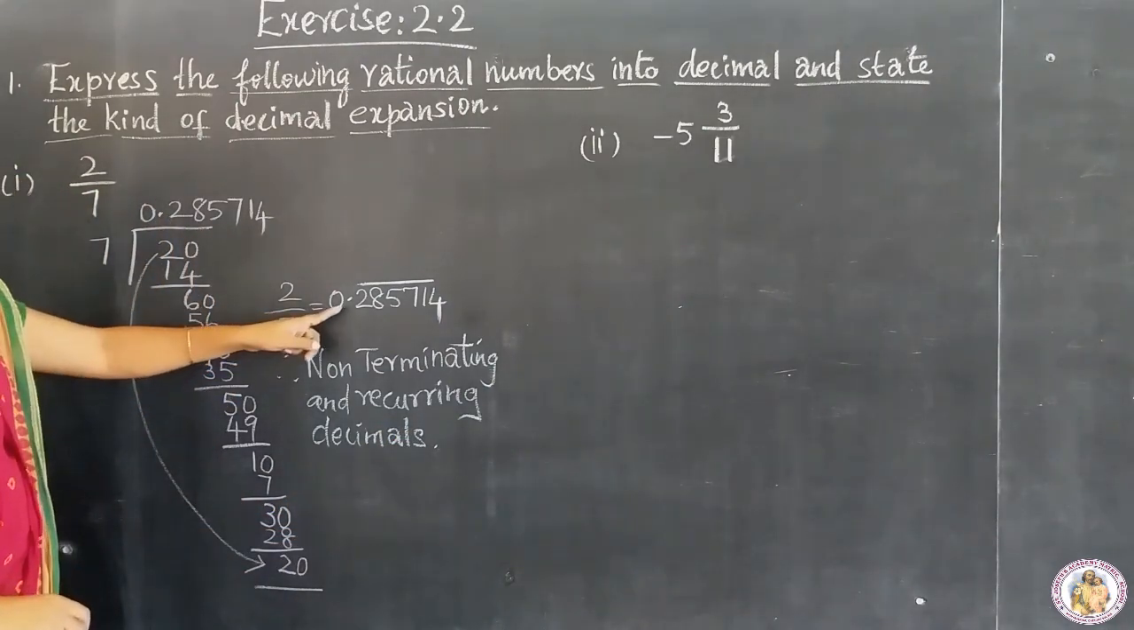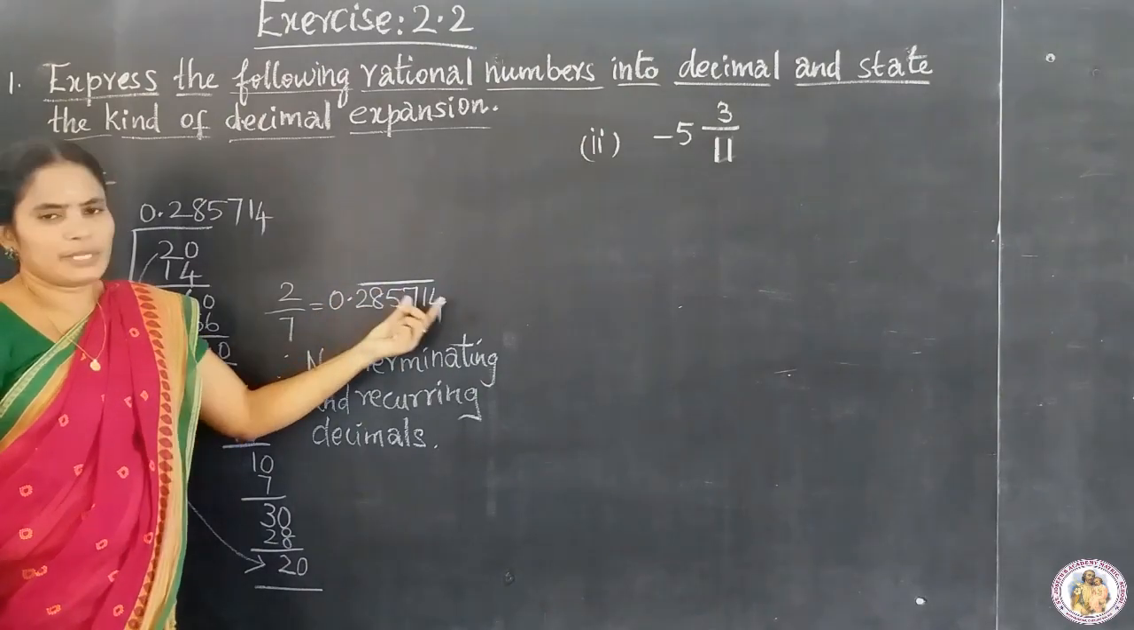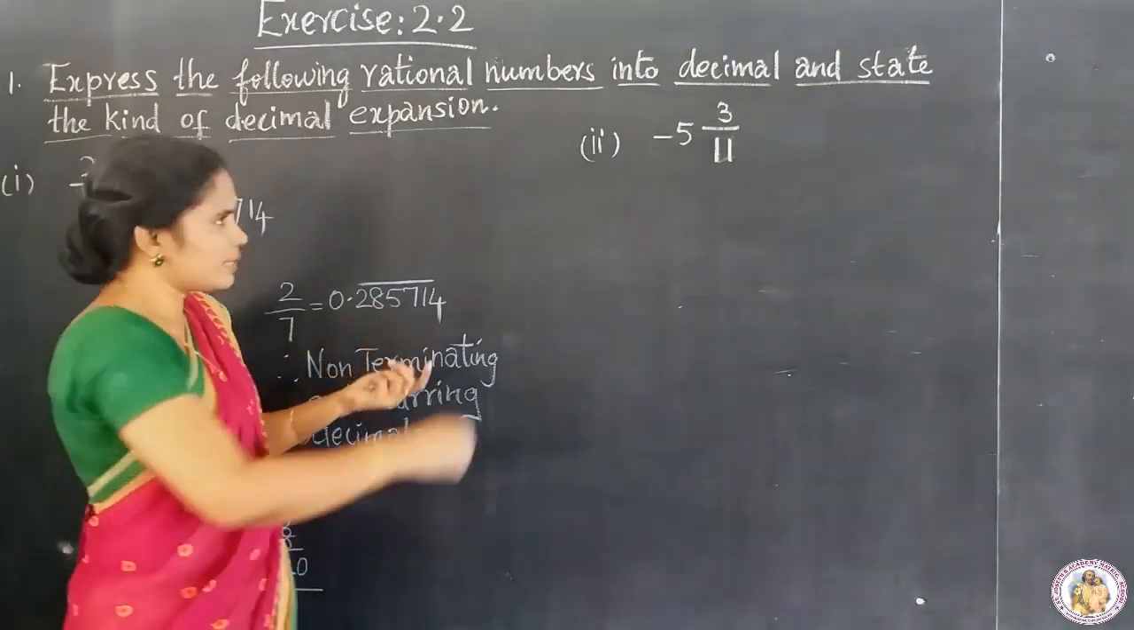Even you can call it as 0.285714 bar, as it repeats all the numbers. Okay, question number 2.